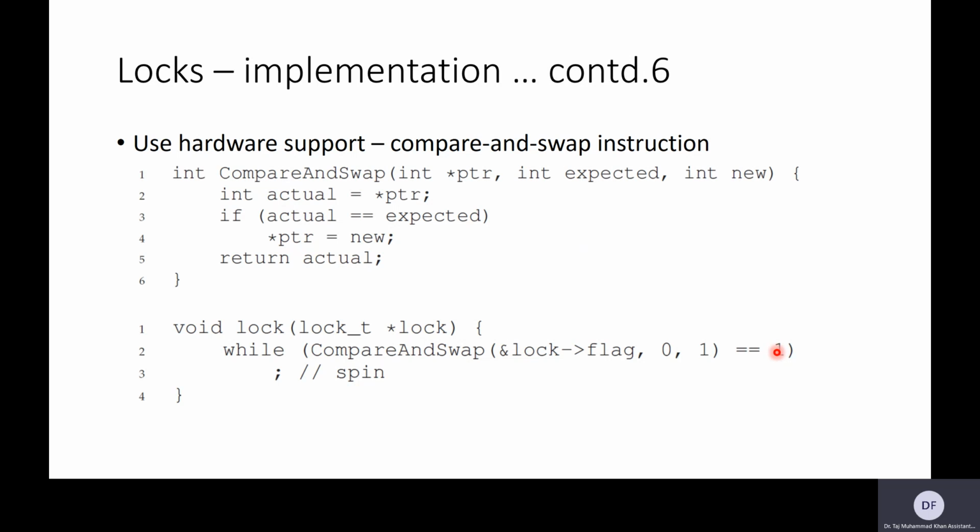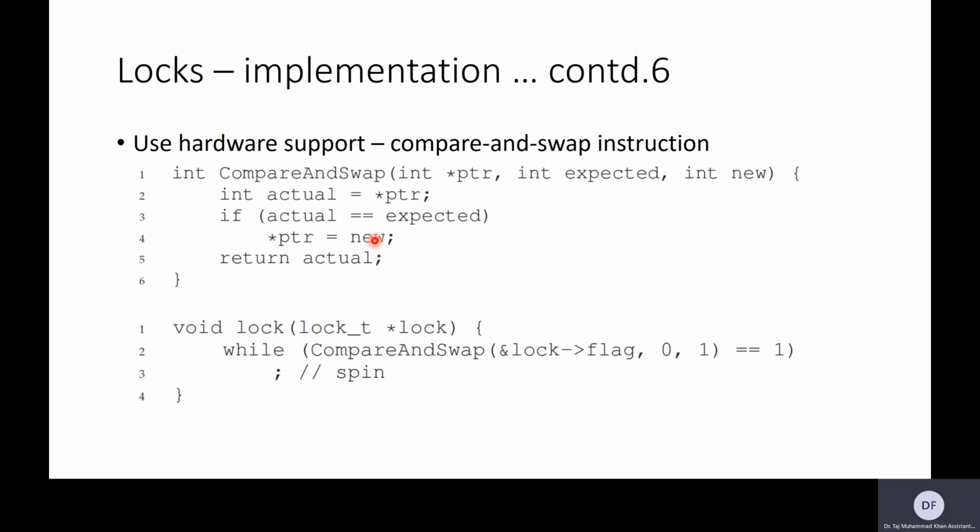Okay, so as long as old value is 1, we are basically spinning, waiting. Okay? Because old value of 1 means the lock is being held by some other thread. So as soon as the value of flag becomes 0, then when we call this compare and swap instruction, it will again store this old value here in actual. Old value, remember, is now 0. So it will compare old value to expected value. So expected value is 0. This condition is true. So it will store the new value at this address and return the old value.